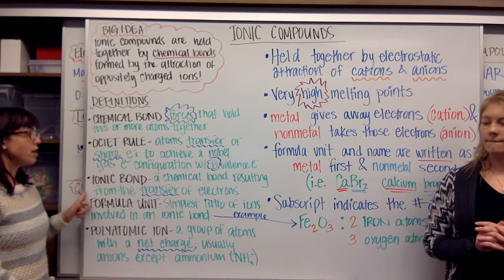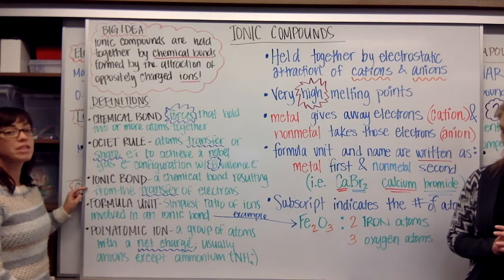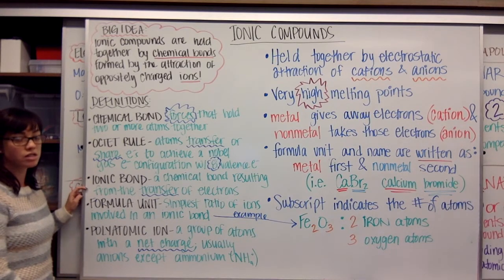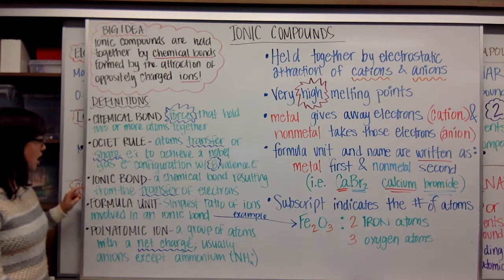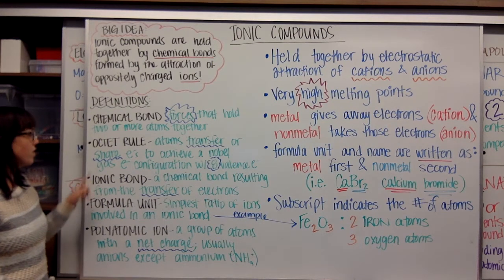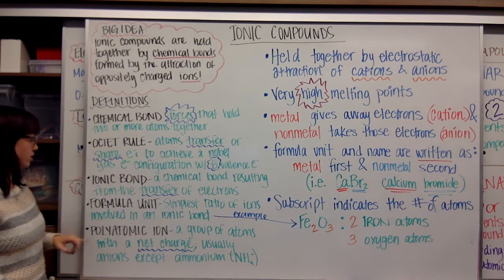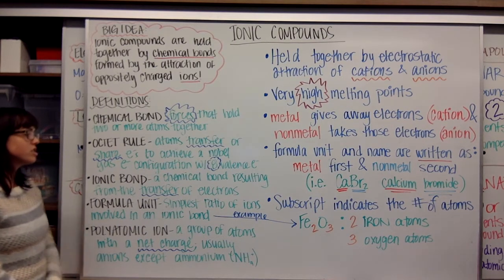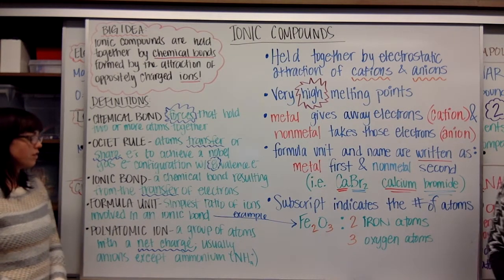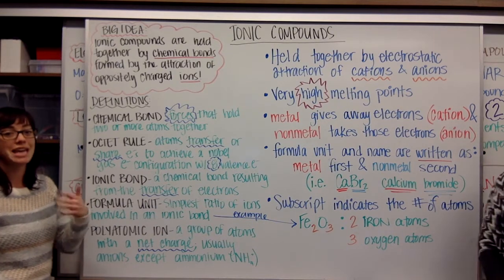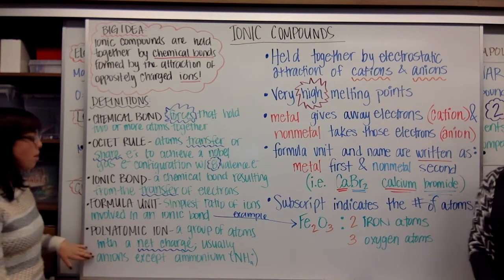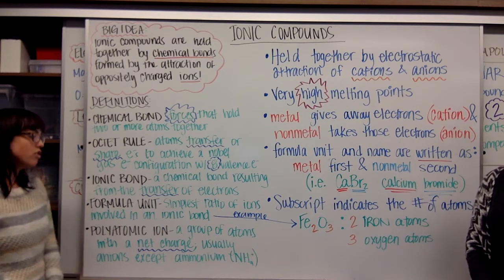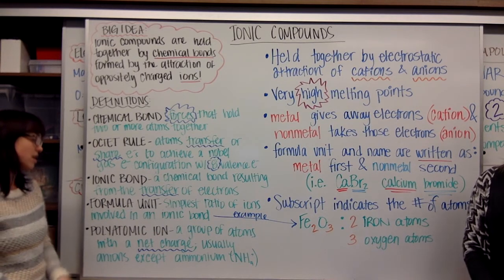An ionic bond is a chemical bond resulting from the transfer of electrons, whereas a covalent bond is when they are going to be sharing the electrons. A formula unit is just the simplest ratio of ions involved in an ionic bond. That's what we're going to be naming and figuring out today. And then lastly, we have polyatomic ions. Those are groups of atoms with a net charge.